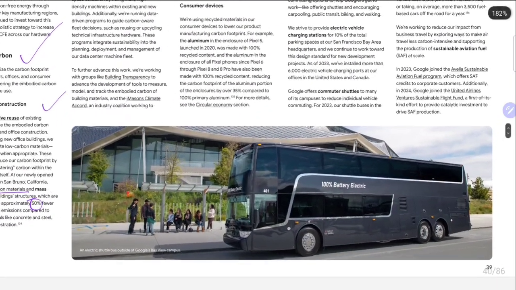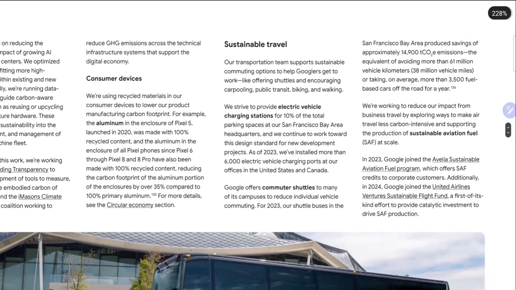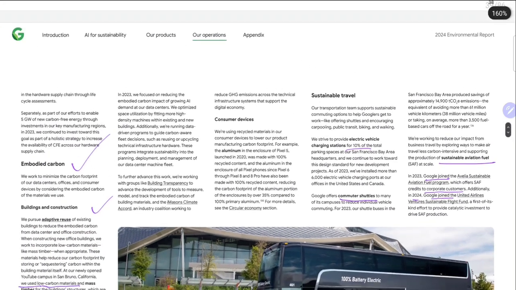Also, the company has certain interesting figures related to sustainable travel. They use electric vehicle charging stations for 10% of total parking spaces in the San Francisco Bay Area headquarters. Commuter shuttles, okay, and they talk about sustainable aviation fuel also. Company Google joined the Earlier Sustainable Fuel program, which offers SAF credits to corporate consumers. Additionally, in 2024, Google joined the United Airlines Ventures Sustainable Flight Fund also. So there is some information related to SAF as well.